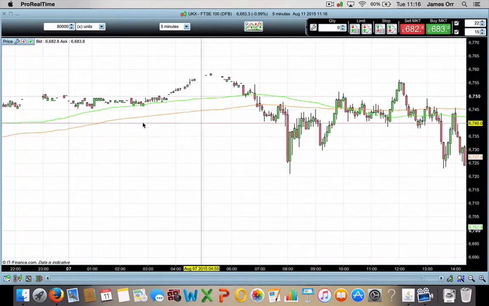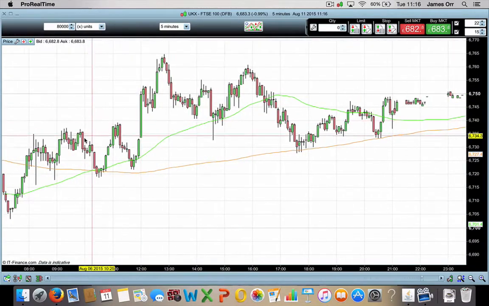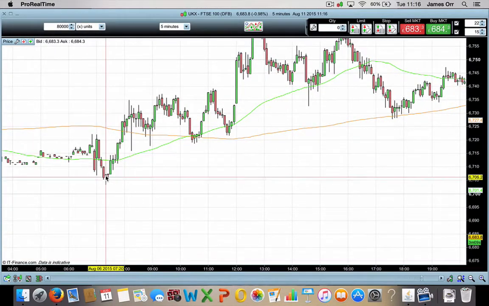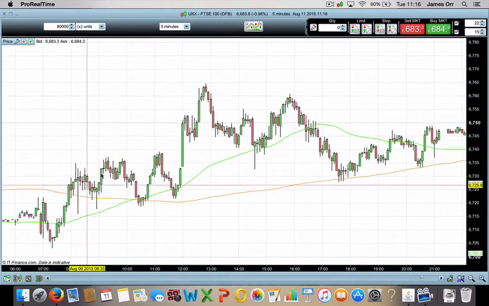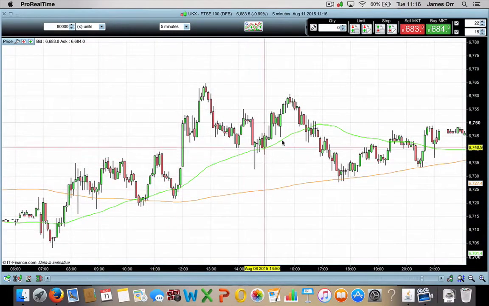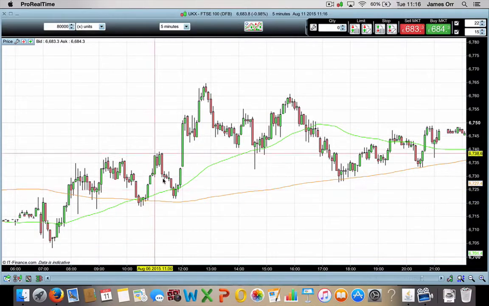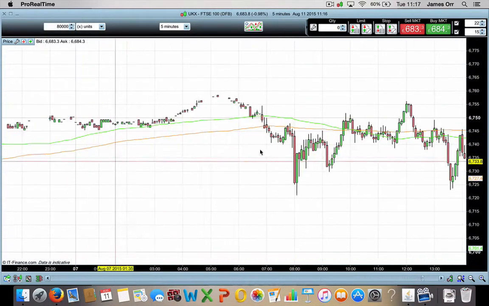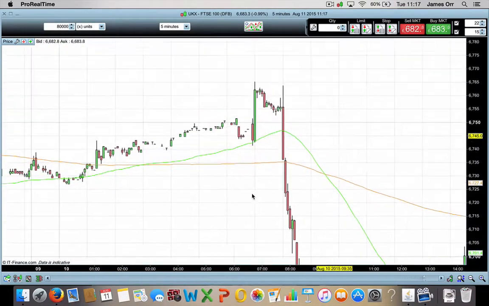As you watch charts, you will become accustomed to how they move. You can see here, the majority of the time it is above the 60 moving average and it's uptrending. Very simple.